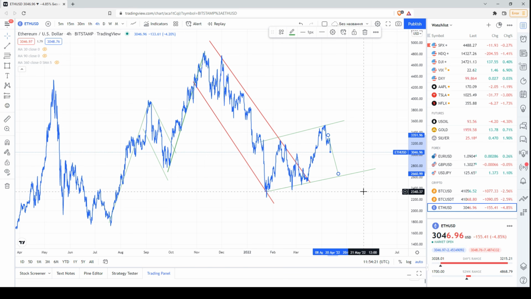So that's it for today, fellas, about the price chart of Ethereum. I just highlighted some important technical formations and technical indicators that are worth keeping an eye on.